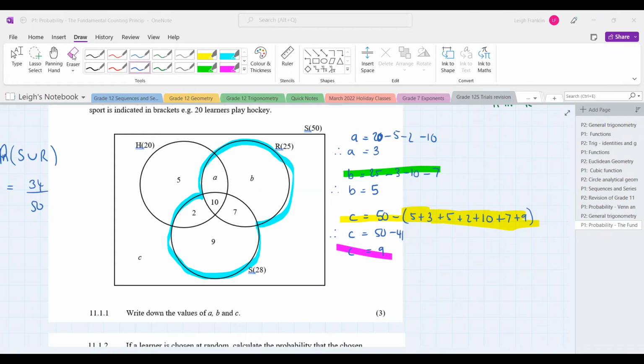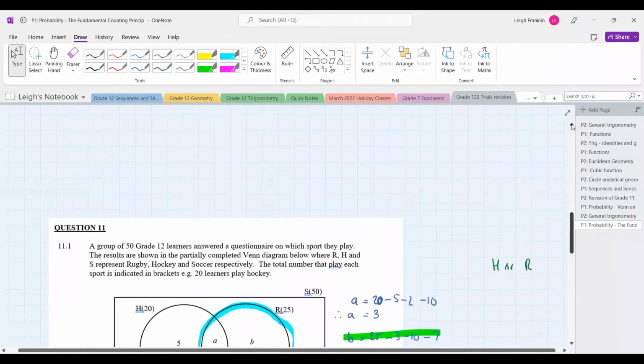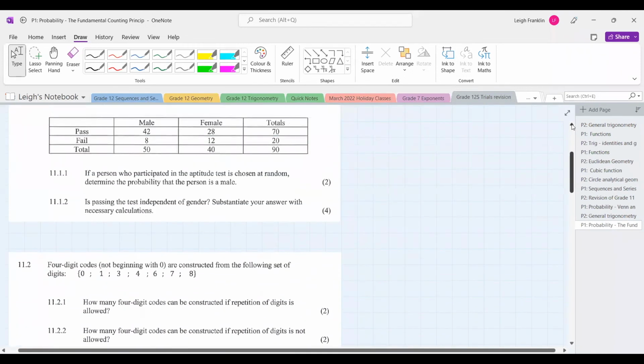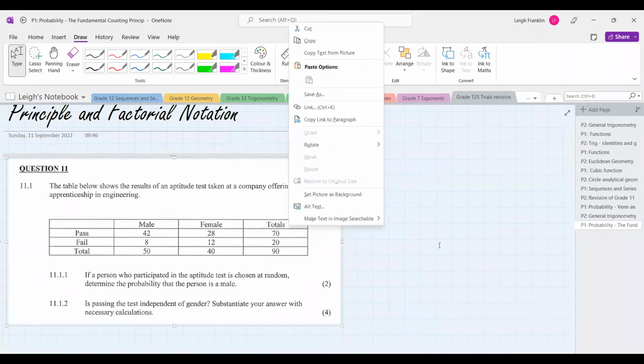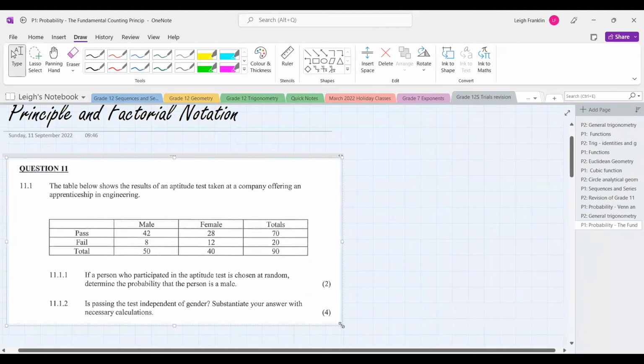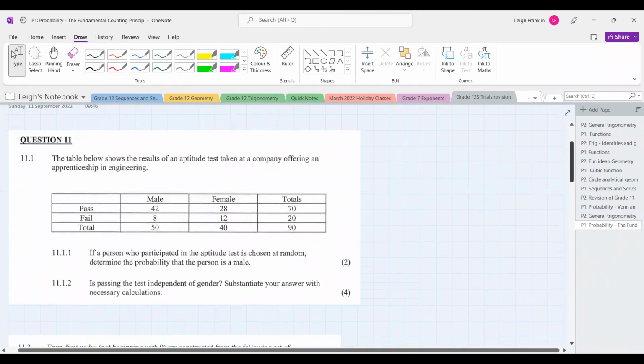That's really, really nice. All right, so now let's go and have a look at another type of probability question. So now that we've done that, I actually want to go up to the questions at the top. Okay, and I want us to look at this table. Okay, so this is from a matric exam. They often ask us questions like this, so it's very important that we're able to do things like this as well.